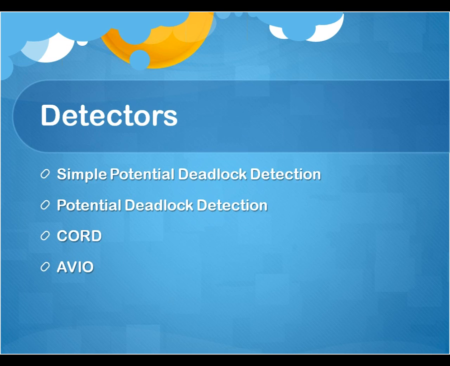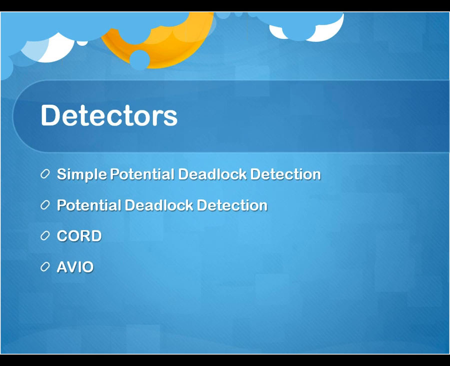So here I'm going to talk about some of the detectors I wrote, the ones that I researched how to write. The first one I showed is the simple potential deadlock detection. It's really basic. It detects potential deadlocks between two threads and two objects. If a deadlock requires 3 threads or 3 objects, that sort of thing, those will pass by without being detected.